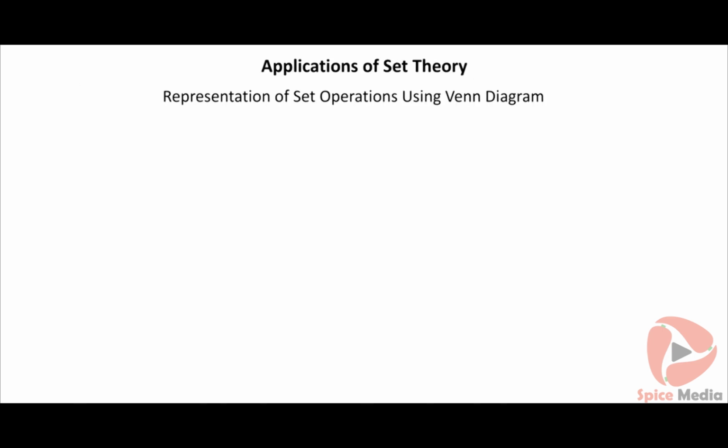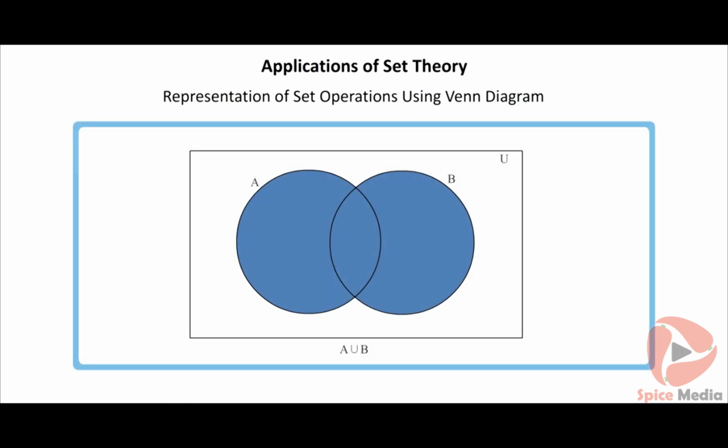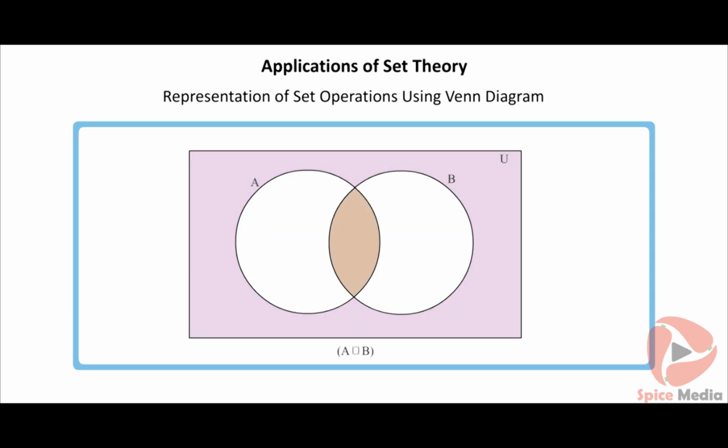Representation of set operations using Venn diagrams. Here are some representations of set operation in Venn diagrams. The shaded regions represent each of the following set operations: A union B whole complement, A intersection B whole complement, A intersection B complement, A complement intersection B, A complement, B complement, A complement union B complement.